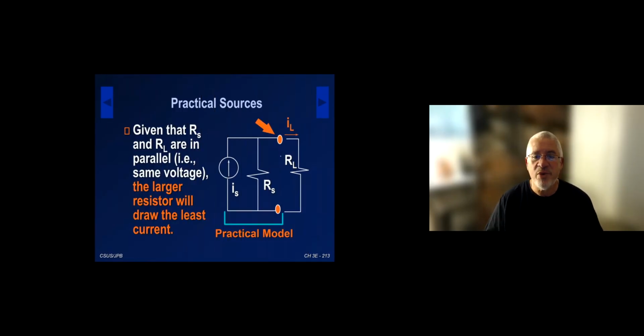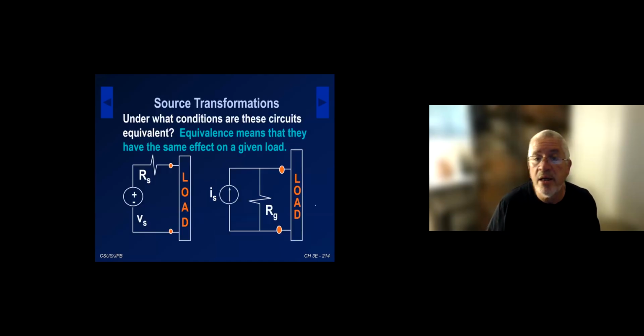So the last question we're going to address, essentially, just a last note here, given that RS and RL are in parallel, the larger resistor draws the least current here. So if RS is a small resistance, essentially you're going to have most current going to RS. If RS is a large resistance, most current is going to be going to RL. Okay. So the last comment that we want to address here is source transformations.